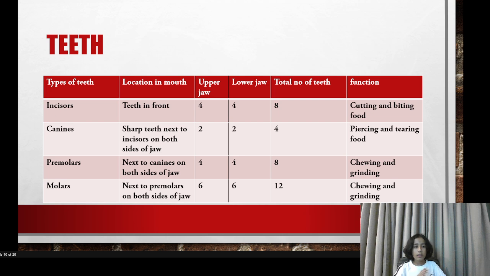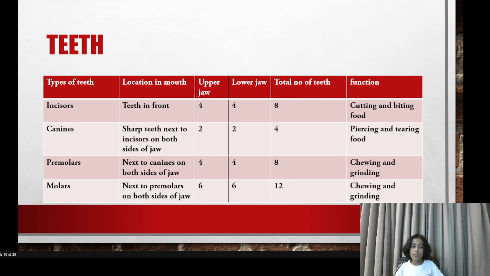The location in the mouth. Incisors are present in front. There are 4 in the upper jaw and 4 in the lower jaw. Canines are sharp teeth which are present next to the incisors on both sides of the jaw, two in the upper jaw and two in the lower jaw. Premolars are next to the canines on both sides of the jaw, four in the upper jaw and four in the lower jaw. Molars are next to premolars on both sides of the jaw, six in the upper jaw, six in the lower jaw.